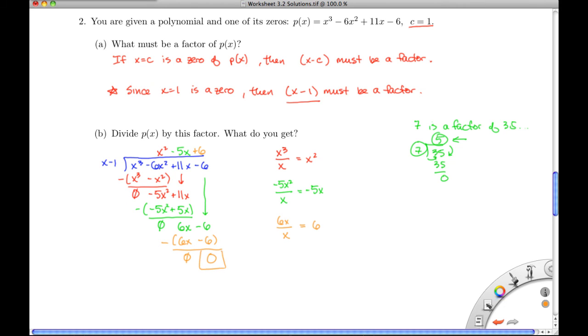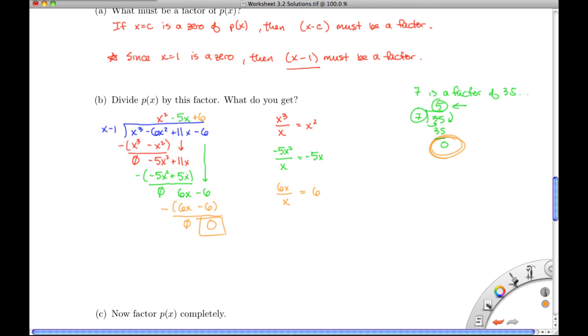This is our remainder. Now we would have expected this because we knew that x minus 1 was a factor, so we wouldn't be getting just some other remainder. Just like we did over here, we know that since 7 goes into 35 evenly, since it's a factor, we wouldn't expect to get a remainder left over. So what we've determined at this point is we've gotten our quotient. So a conclusion that we can draw is that x squared minus 5x plus 6 is also a factor of p of x.